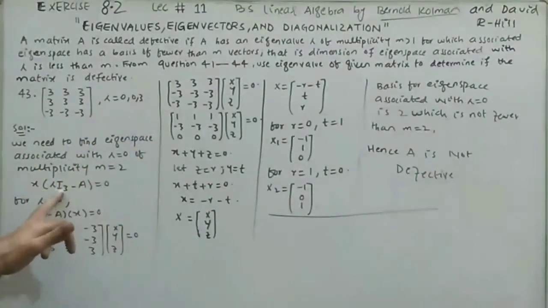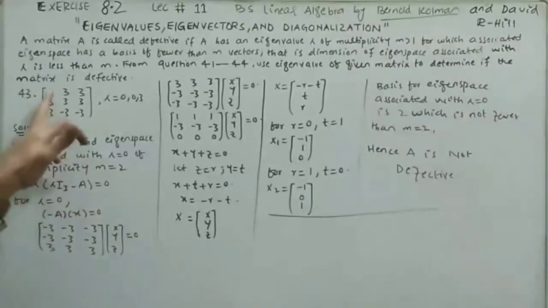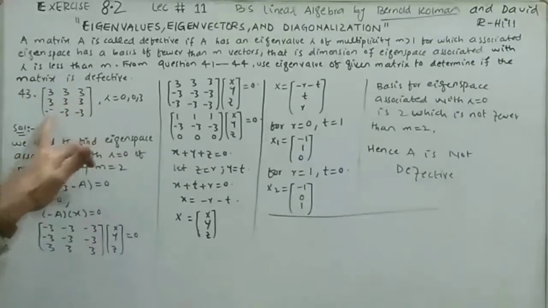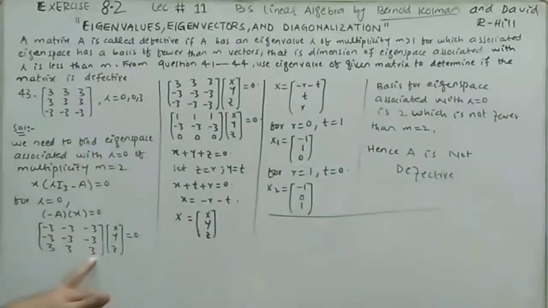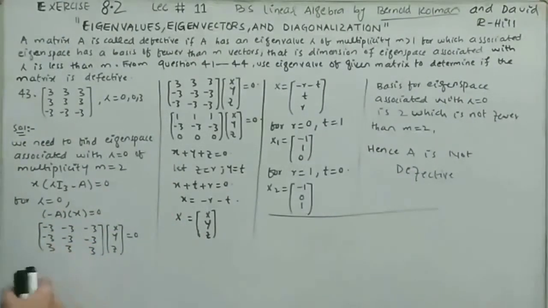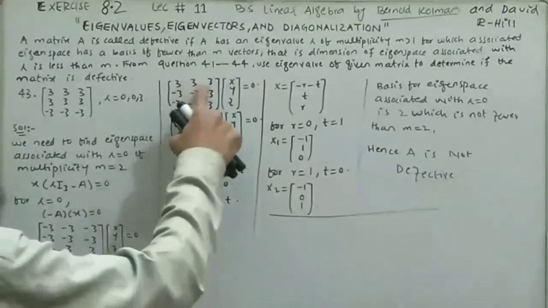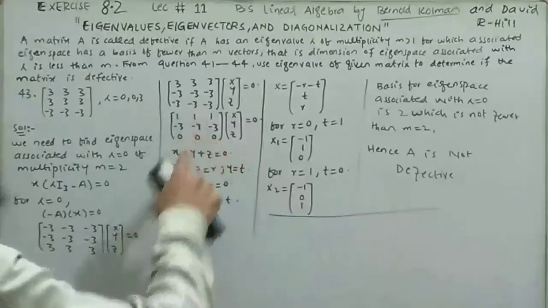By putting lambda 0, it gives 0, so I am left with minus A into x is equal to 0. So multiply the given matrix by negative, so the signs change, and x is (x, y, z) is equal to 0. Now interchange the third row and the first row, and after this divide the first row by 1. This is actually the reduced row echelon form.